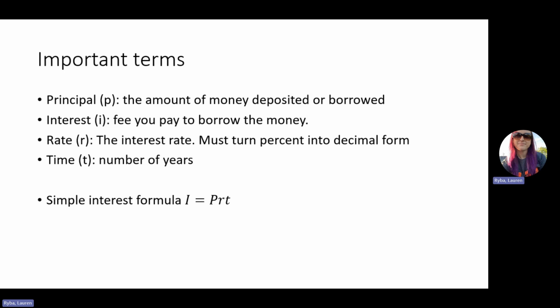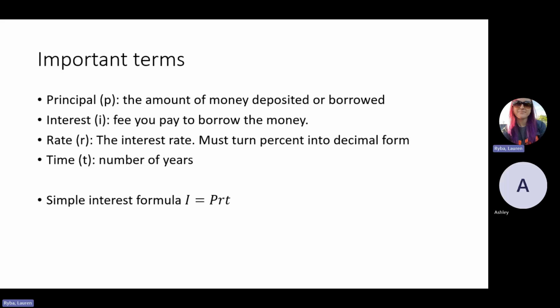The first one is principal, which is going to be the letter P, the amount of money deposited or borrowed. So depending on your situation, it can be money that you put into an account or money that you borrowed. You earn interest on money you deposit. You pay interest on money you borrowed.